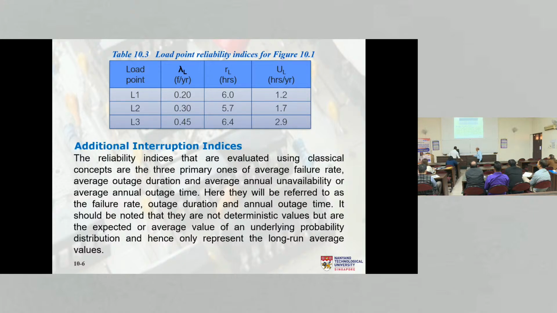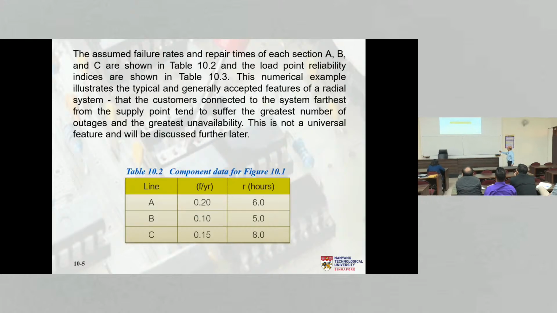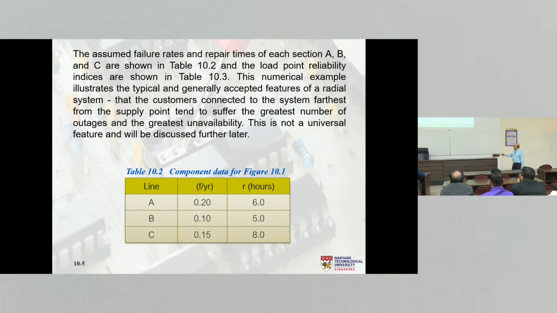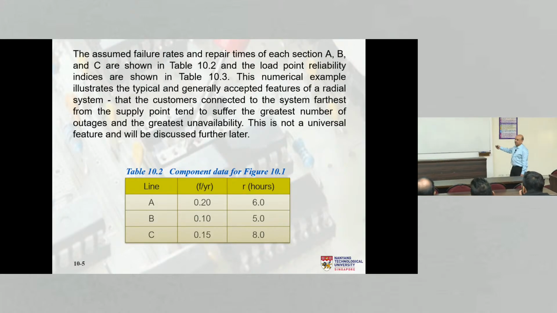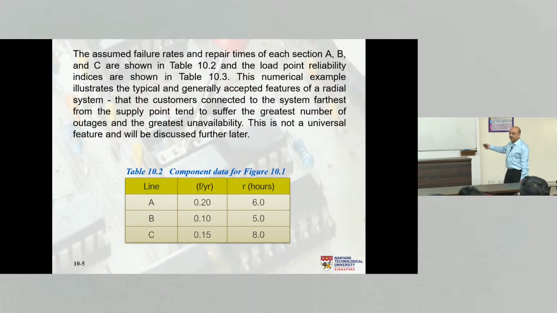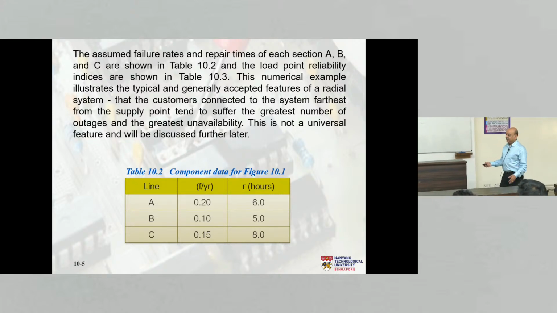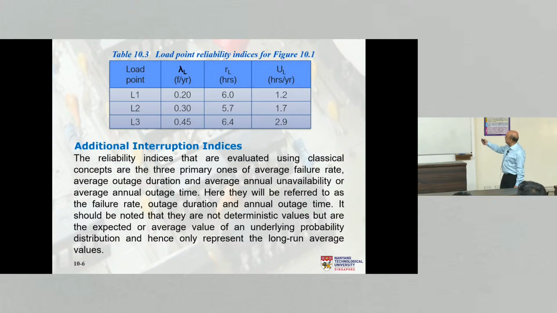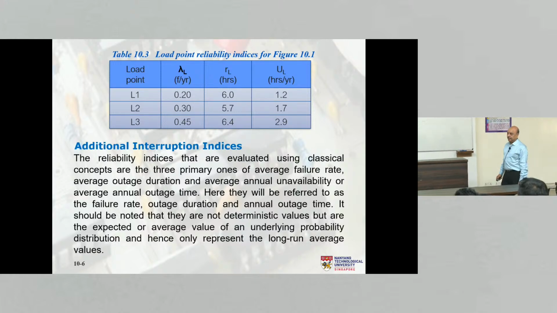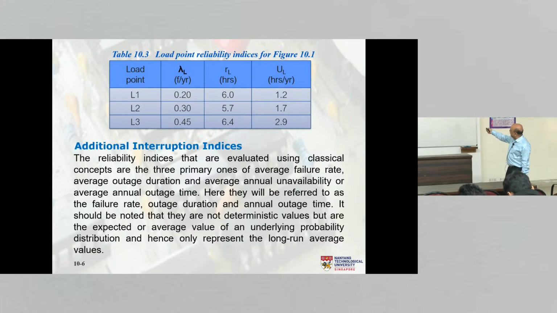So, for load point L2, what will it be? It will be 0.2 times 6 plus 0.1 times 5, right? The unavailability. So, that's the number that you see here, 1.7. So, 1.7 divided by 0.3 will give you the average outage time. Similarly, for load point 3, which is the worst, as you can see, failure rate is the worst, total unavailability is the worst, as is the outage time.